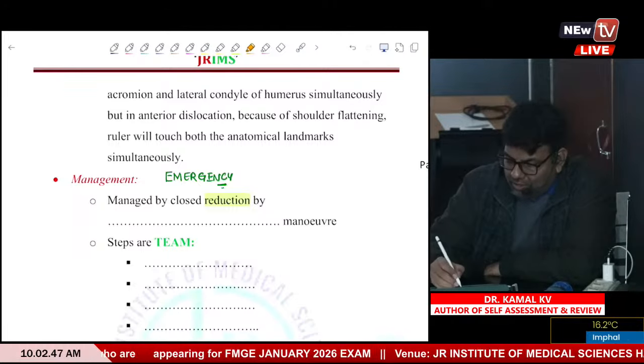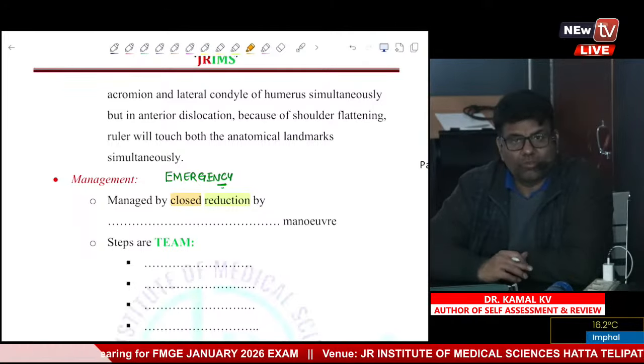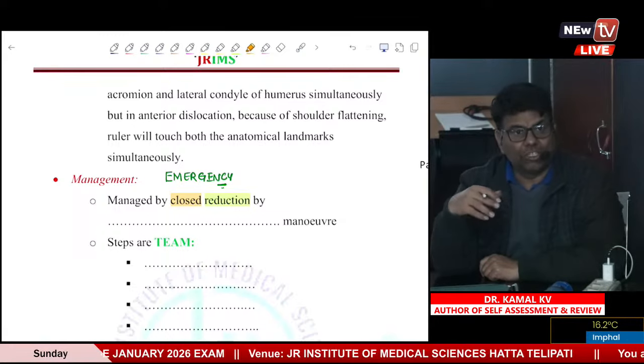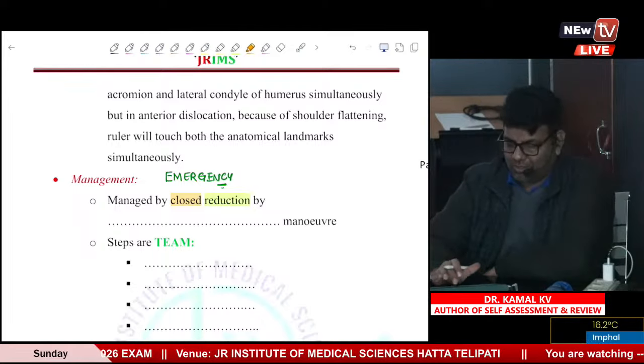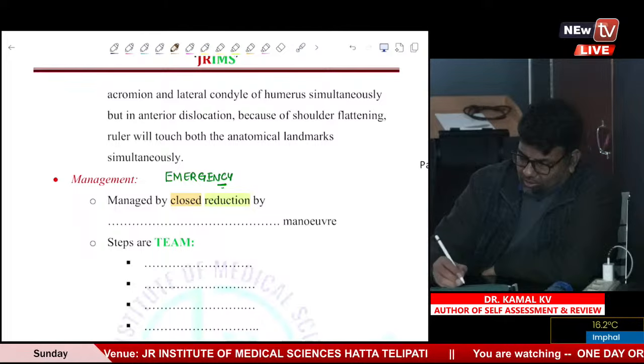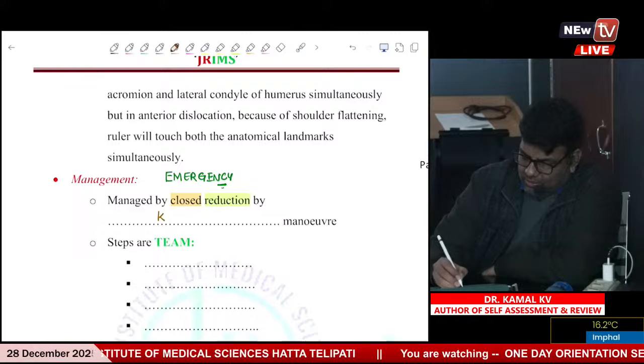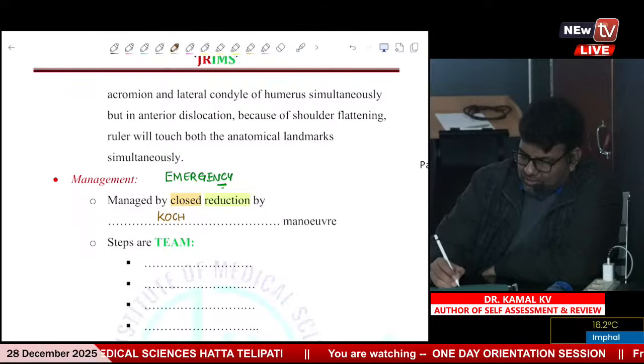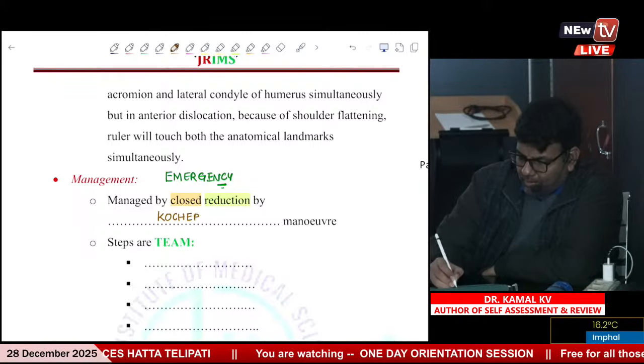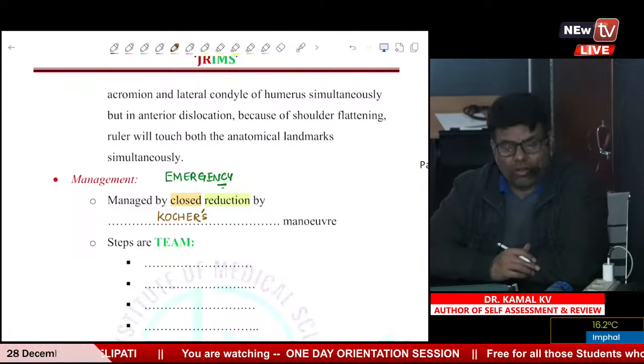And why are we using the word closed here? Because we are not giving any incision. We are just pulling, so it is closed. The technique which we commonly use is known as Kocher's maneuver. Which maneuver? Kocher's maneuver.